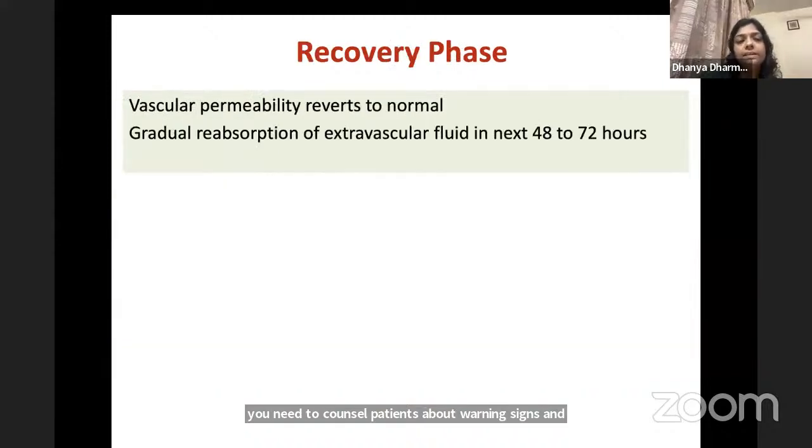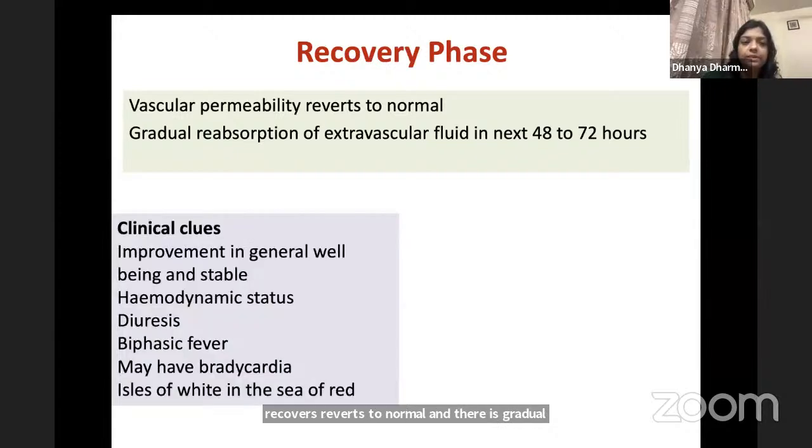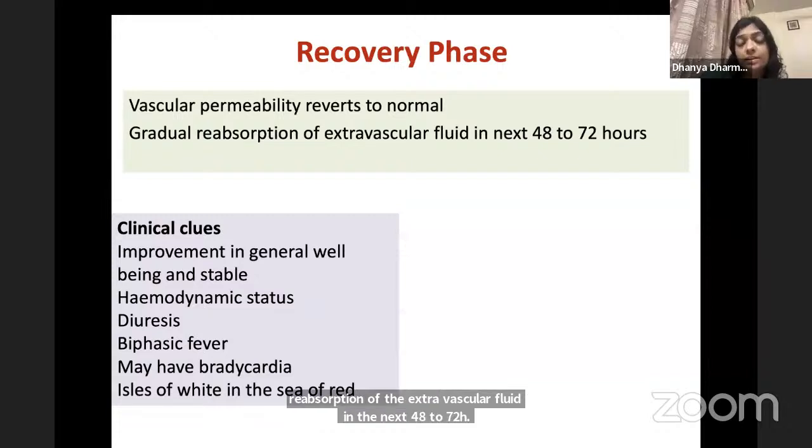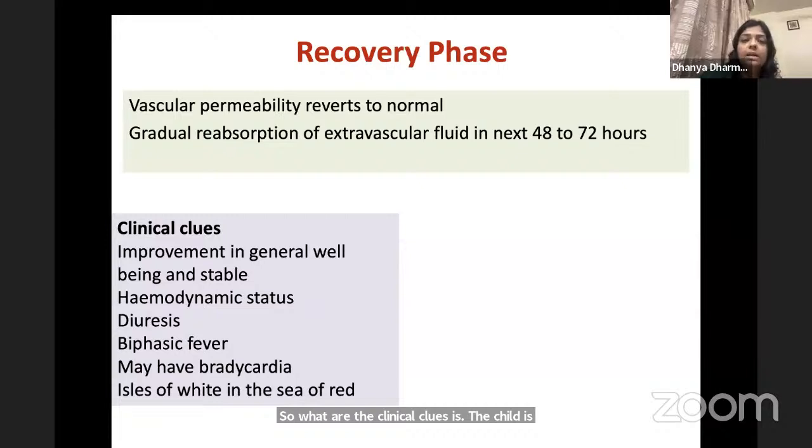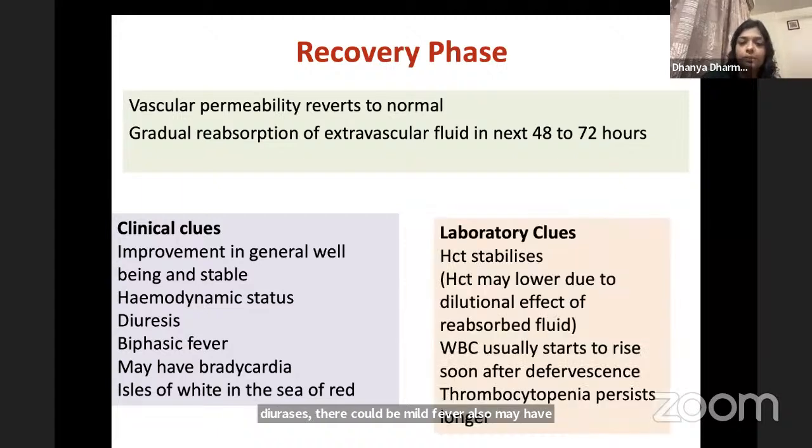In the recovery phase, the vascular permeability reverts to normal, and there is gradual reabsorption of the extravascular fluid in the next 48 to 72 hours. So the clinical clues that the child is recovering are improvement in the general well-being, good hemodynamic status, there could be diuresis, there could be mild fever also, may have bradycardia, and you have the typical classical dengue rash of isles of white in the sea of red.